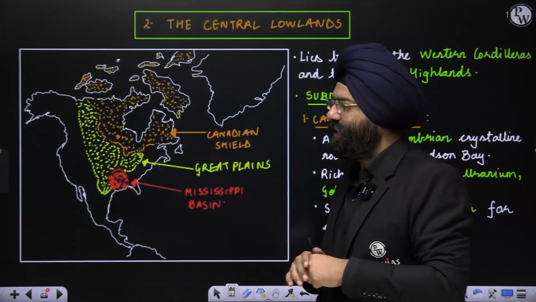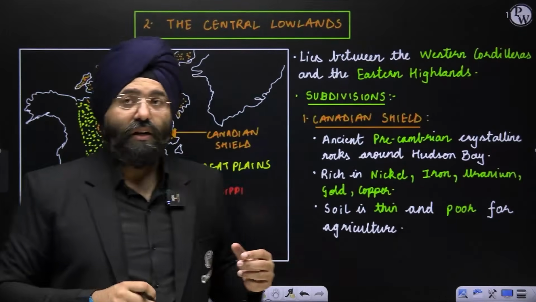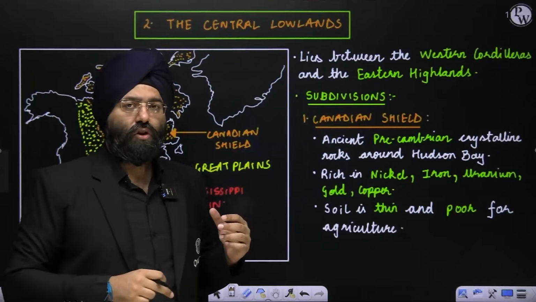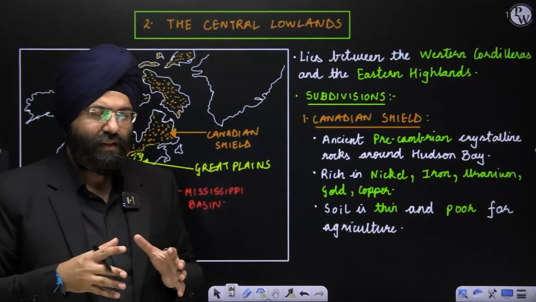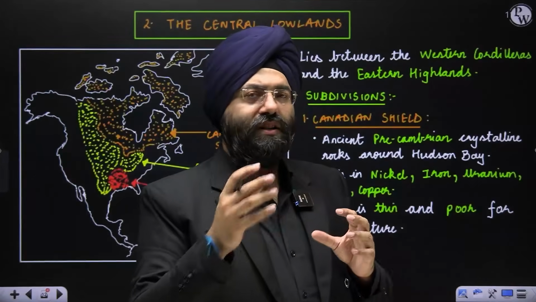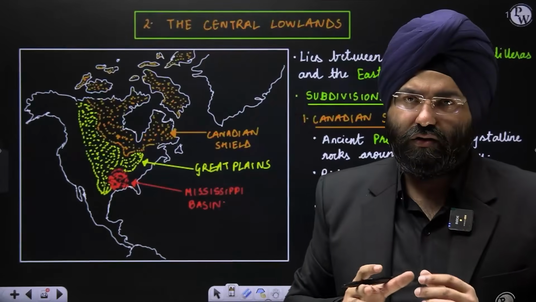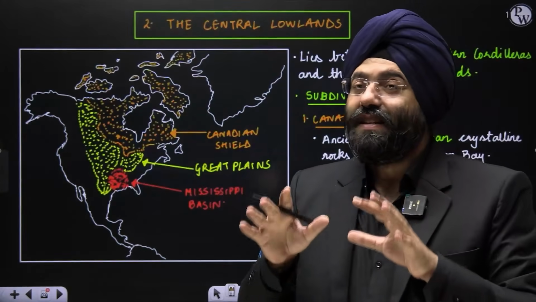These Canadian Shields again are made up of the pre-Cambrian crystalline rocks. So that is why these are very stable. These are very old, one of the oldest rocks you can find here. So these are relatively stable places.